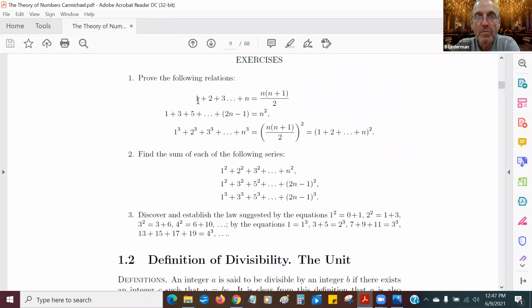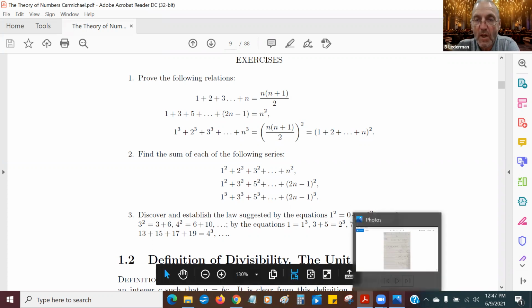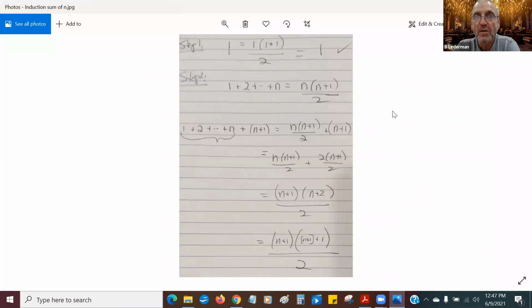Let's take a look at that first problem. 1 plus 2 plus 3 plus ... plus n is equal to n times n plus 1 over 2. Let's take a look at that. I've drawn up a little picture here by hand.